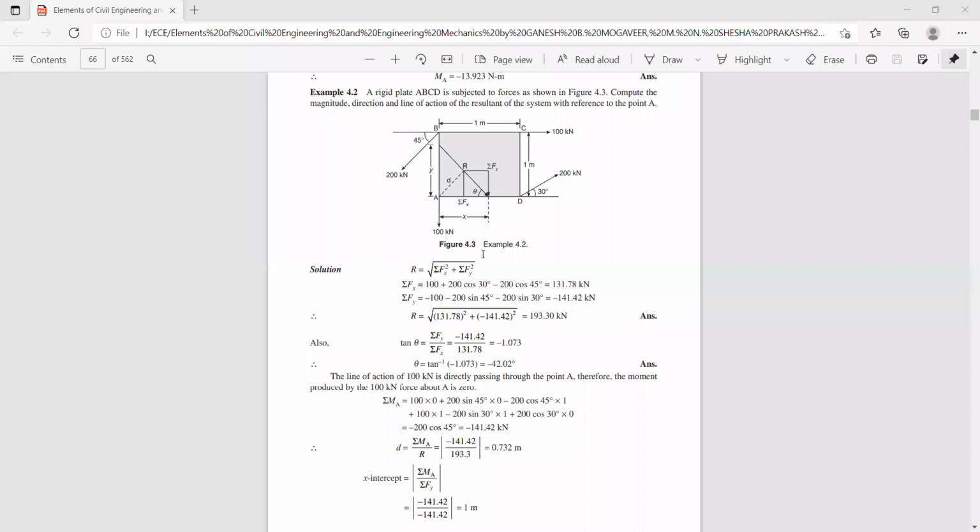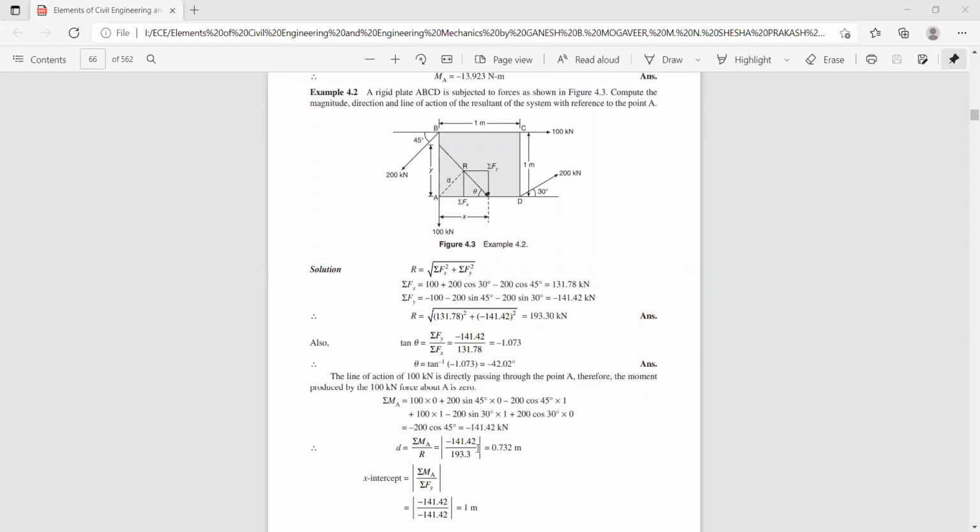Again, you have minus 200 sine 30 acting in the upward direction, and the perpendicular distance is 1 meter, and it is creating an anti-clockwise movement. It is minus 200 sine 30 into 1, and the horizontal component is along with line AD, hence it is plus 200 cos 30 into perpendicular distance 0. So thereby you will get the sum of moments of all the forces, that is about 141.42 kilonewton.